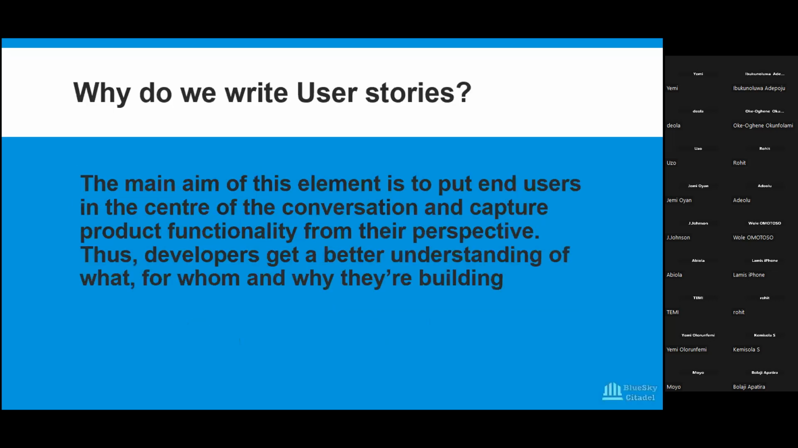Now, just to give us more information about user stories, because our talk today is about user stories and acceptance criteria. You might ask, why do we write user stories? There are a number of reasons, and the list is not comprehensive or exhaustive, but we can consider these as a good starting point. So the main aim of this is to put end users in the center of the conversation and capture product functionality from their perspective. Again, can you see how we're talking about the user? If you even look at the name, it says user stories, isn't it? So it's focused on the user. The main function is to put the user in the center of that conversation, so that when you capture requirements and eventually develop some functionality, it will be fit for purpose.